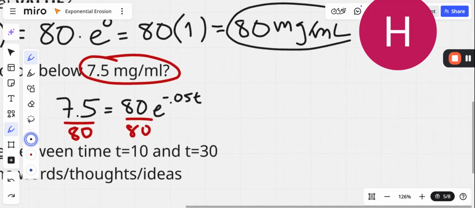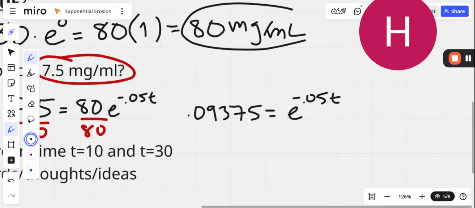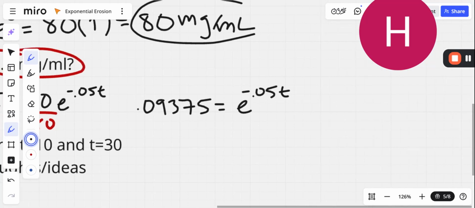Alright, let's use a calculator for this. 7.5 divided by 80. Well, it does divide decently if you know your sixteenths really well. But anyways, this is approximately 0.09375. And this is going to be equal to e to the negative 0.05t. Now here's where what we do is a little bit different than what we did last video, is that we're going to take a specific log of both sides in this case.